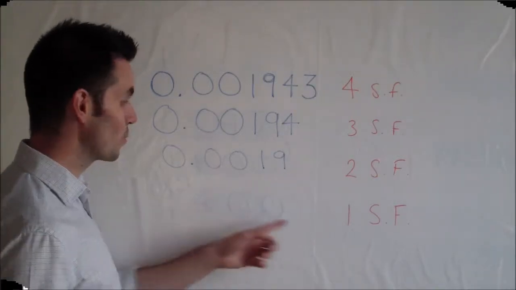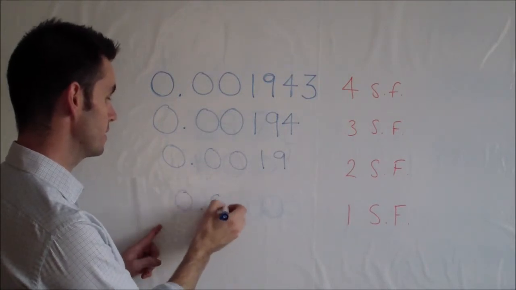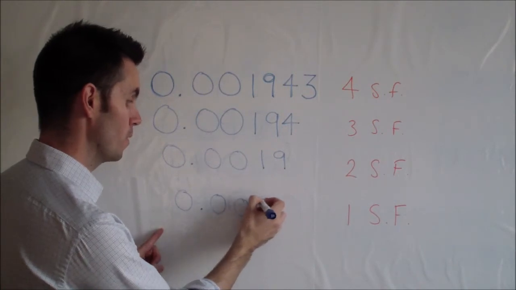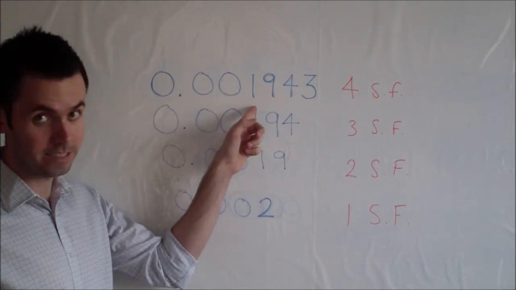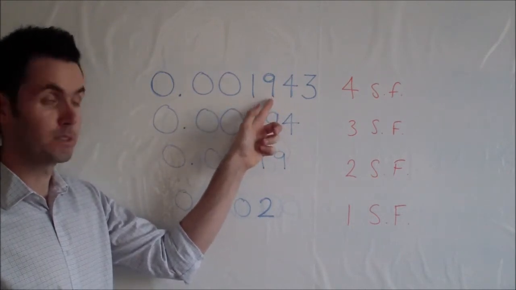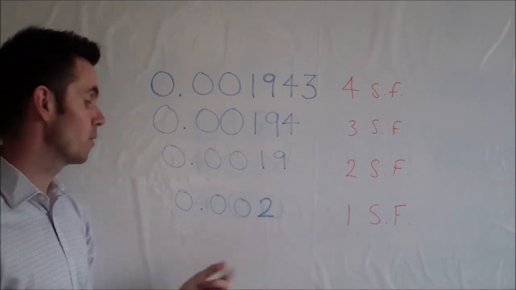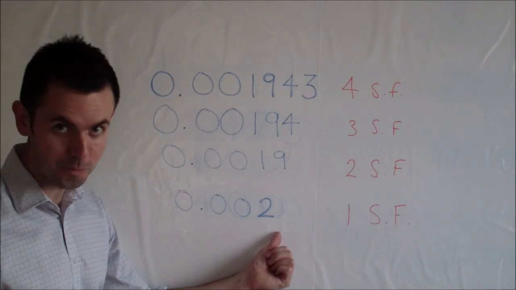This is a nice one. To 1 significant figure, the answer is 0.002. Why is it 2? Because the 9 next to the first significant figure is greater than 5. So we round up the 1 to 2. So to 1 significant figure, we have 0.002.